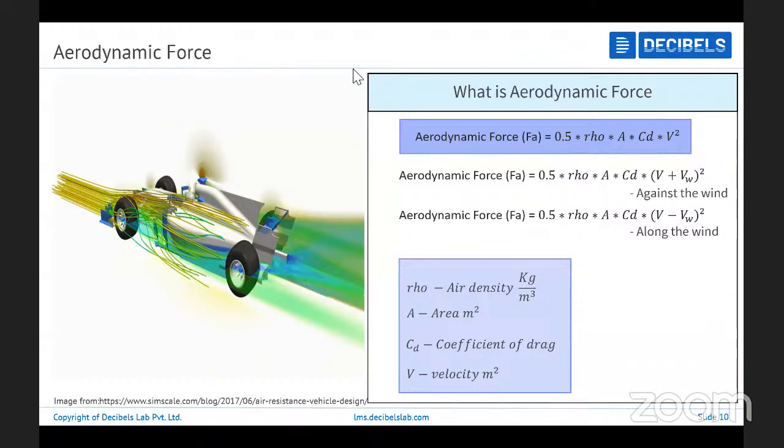These are some alternative equations based on the wind flow. Against the wind, we'll be adding your wind velocity, and where you are along with the wind flow, we'll be subtracting, because here the wind will be supporting your vehicle motion.